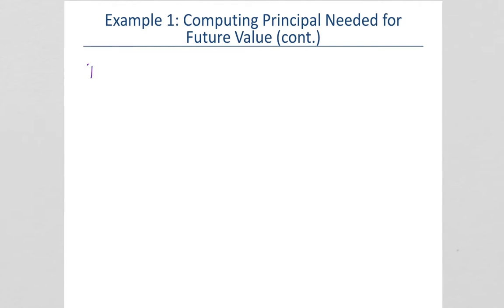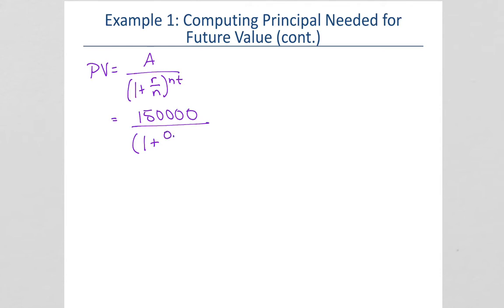Okay, so we're going to use our present value formula. She's trying to get $150,000. The rate is 4%, so 0.04. It's compounded monthly, so N is 12. And we're doing it for 18 years.